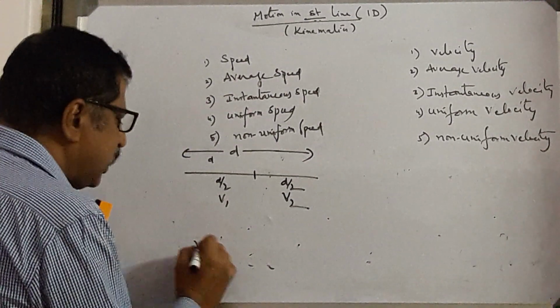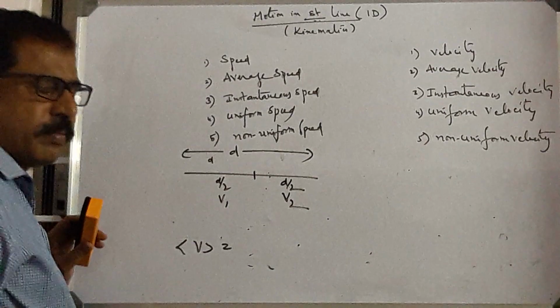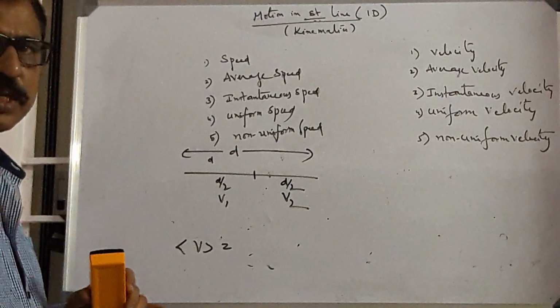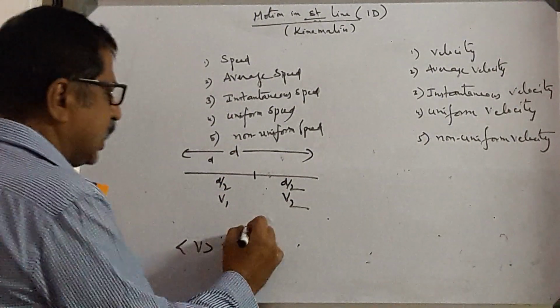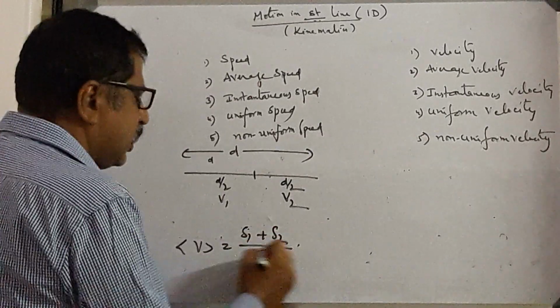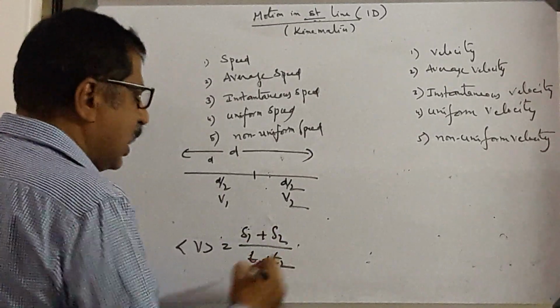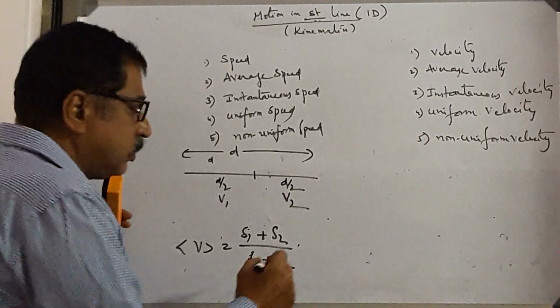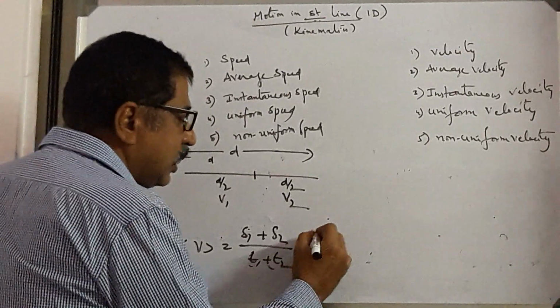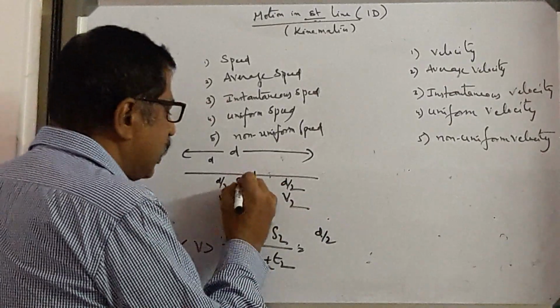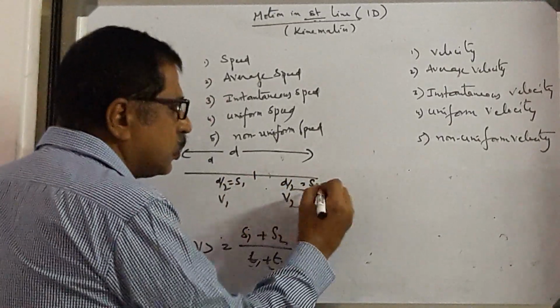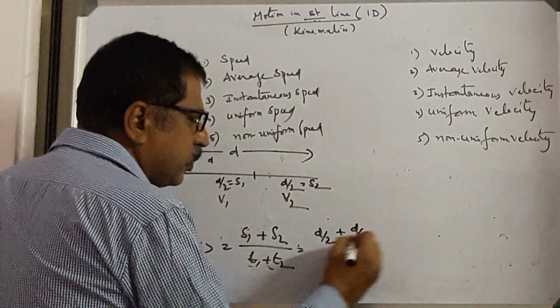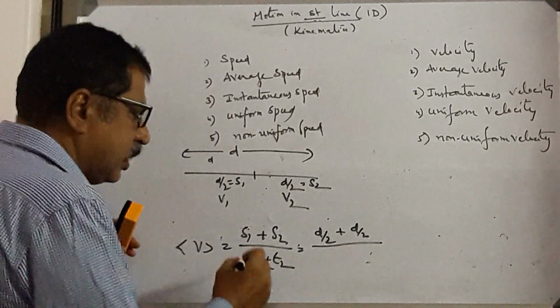Then the average speed of a body is given by (S1 plus S2) by (T1 plus T2). This is the formula for the average speed of a body. Now, the first half distance is d by 2 at speed v1, and the second half is d by 2 at speed v2, with times T1 and T2.